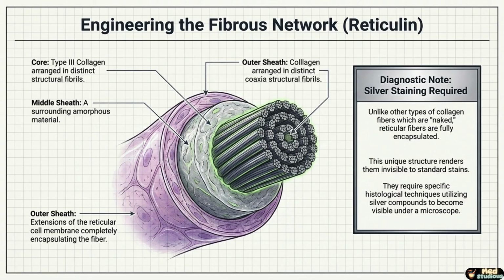This brings us to an important diagnostic note for medical students. To actually see reticular fibers, pathologists must use specialized histological techniques involving silver compounds. When stained with silver, these argyrophilic fibers turn a stark, visible black, allowing us to map the hidden network.